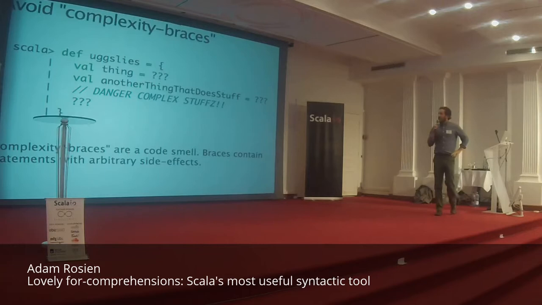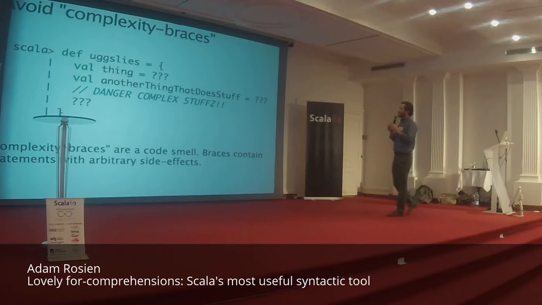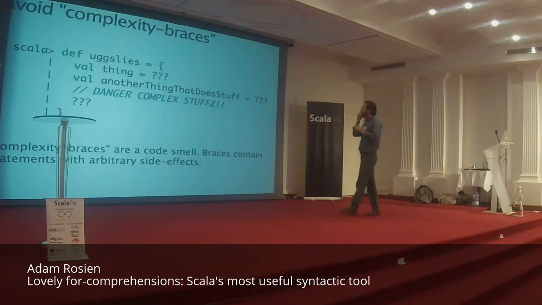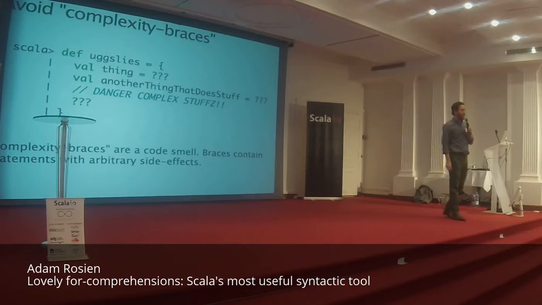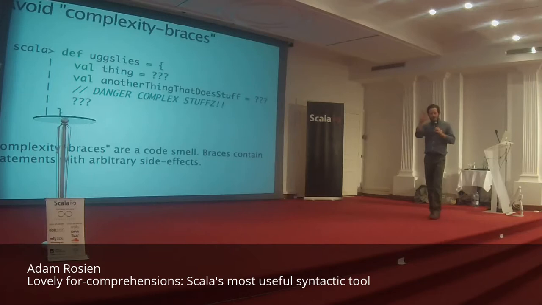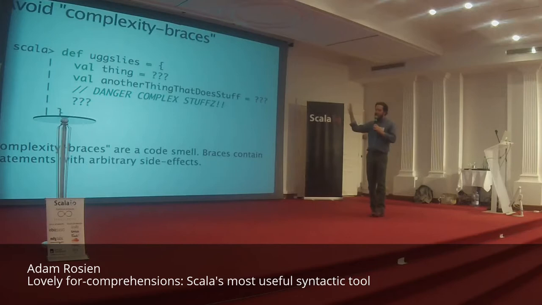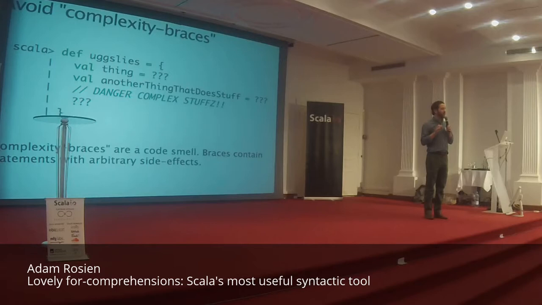So that says avoid complexity braces. A lot of times you see code where there's some function or value, and on the first line after that equal sign, there's an open brace. And then you know you're in trouble, because there's all these things in it. There's values being defined, maybe inner functions being defined, there's all sorts of if-elses in there. This is some complex stuff, and I generally will use that as a signal that this method could be rewritten in a better form. So I would call it a code smell.